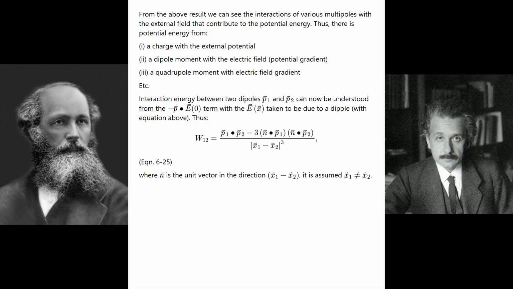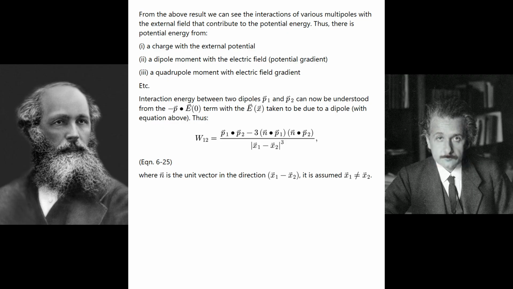From the above result we can see the interactions of various multipoles with the external field that contribute to the potential energy. Thus, there is potential energy from: 1. A charge with the external potential. 2. A dipole moment with the electric field, the potential gradient. 3. A quadrupole moment with the electric field gradient. Etc.